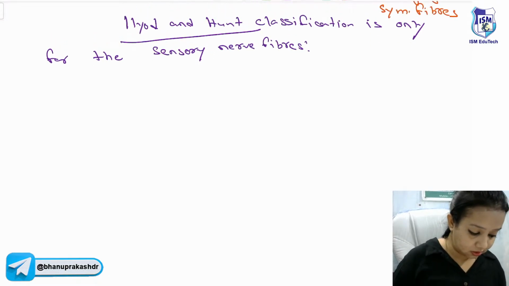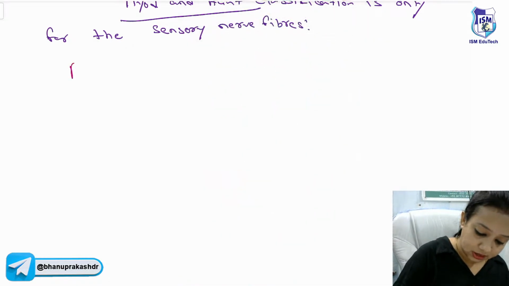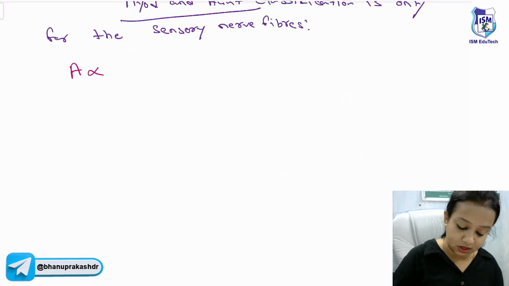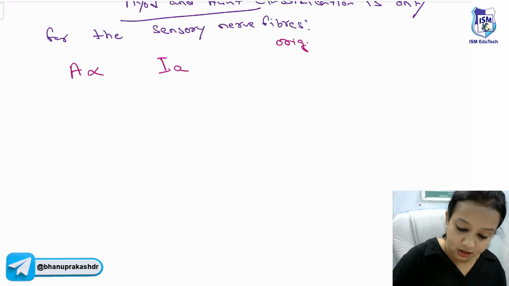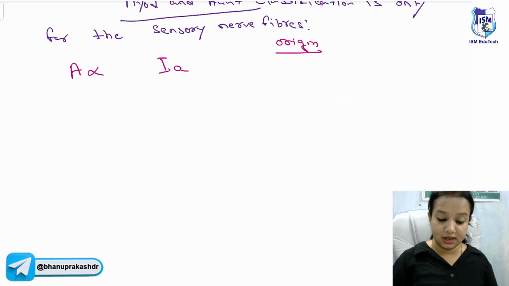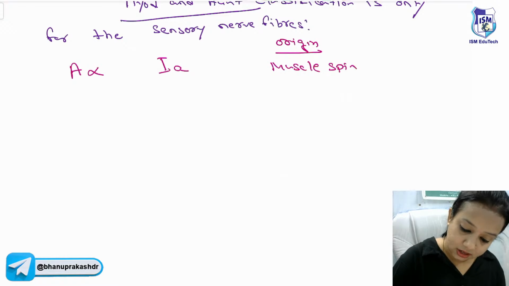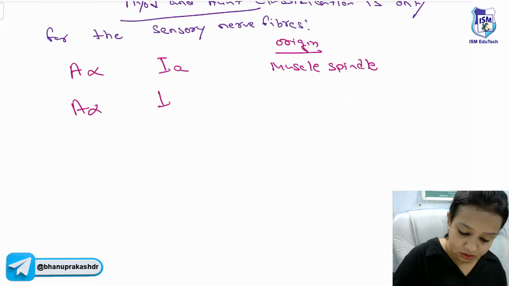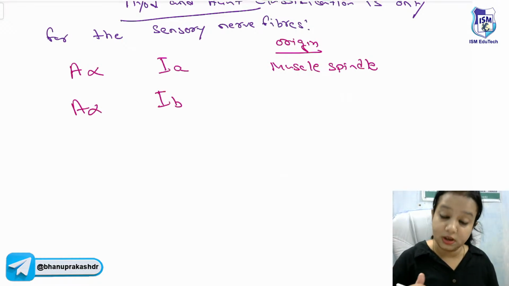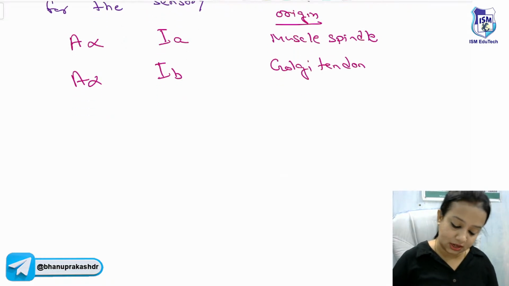So here A alpha has been classified as 1A depending on its origin. When this A alpha fiber, which is myelinated, has its origin in the muscle spindle, then it is called Roman 1A, and Roman 1B, whose origin is in the Golgi tendon. Okay, these are the classifications.